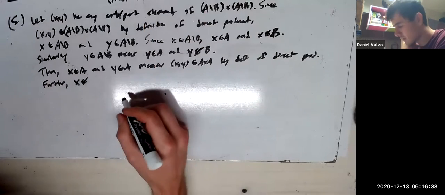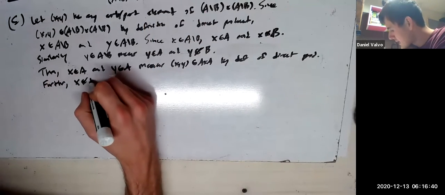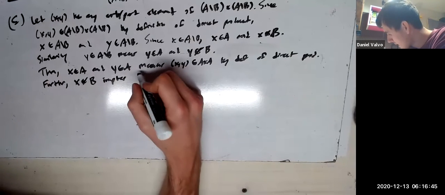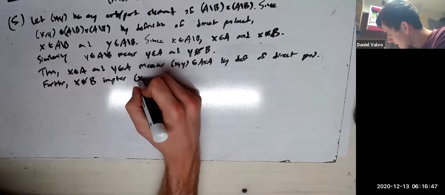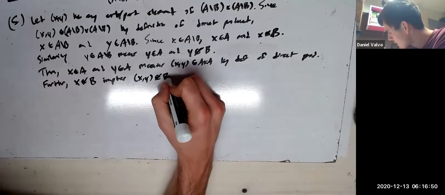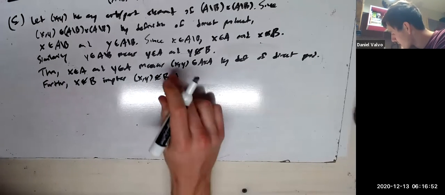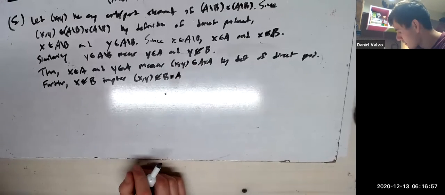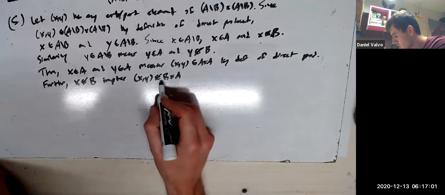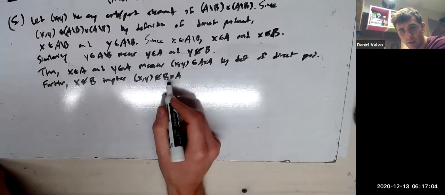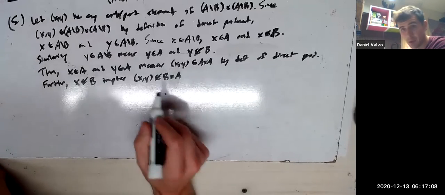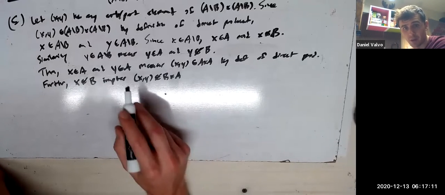Now we need to show it's not in the union. Further, x not in B implies that (x, y) is not in B cross A. Because in order to show this fails, we just need to show that x is not in B or y is not in A. If either one of those fails, then you can't have both x in B and y in A. Both the first coordinates in the first set, second coordinates in the second set.